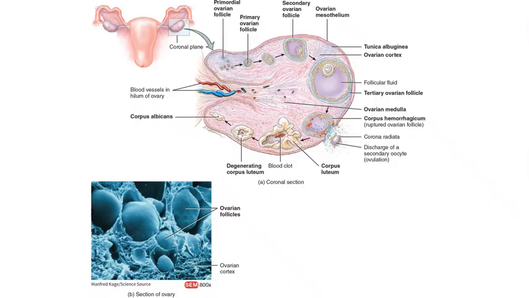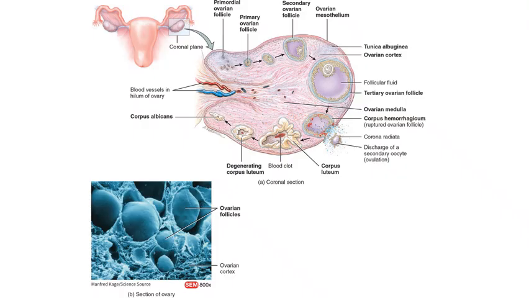A tertiary ovarian follicle is also known as a vesicular or Graafian follicle. I'm going to call it an ovarian follicle. These are quite large, and they're fluid filled. It's almost ready to rupture and expel its secondary oocyte. This is a process known as ovulation.